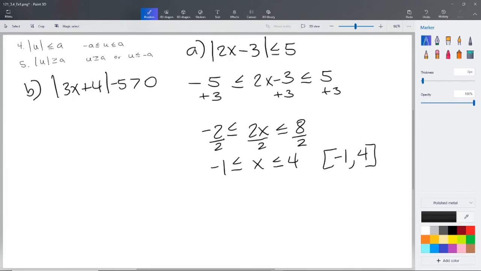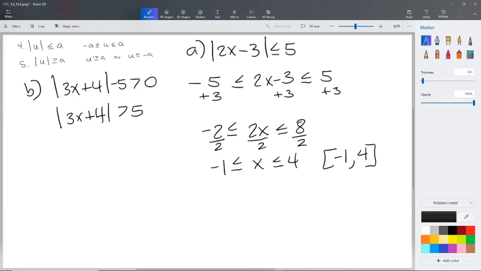Part B, we have the absolute value of 3x plus 4 minus 5 greater than 0. So it certainly implies it is going to be looking like rule number 5, as in greater than 0. However, it doesn't look like the rule. We have an absolute value, yes, but we have something next to the absolute value. We need this 5 to be on the other side. And so let's rewrite this as 3x plus 4 in the absolute value greater than 5. Now we're ready to rock and roll here. We have our absolute value. We've got a number. We can totally do this.